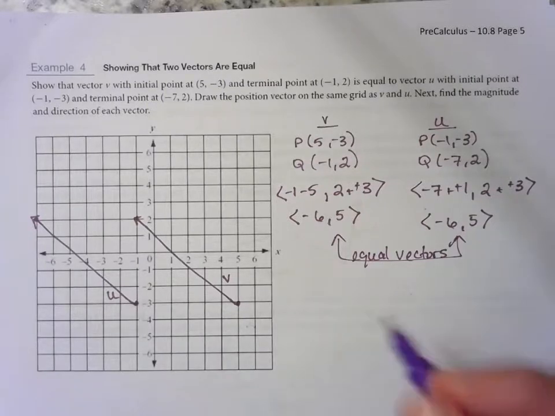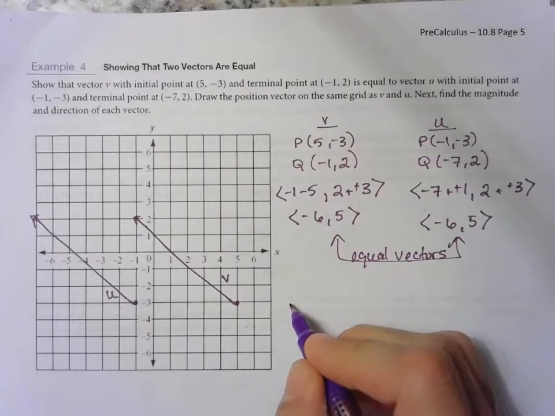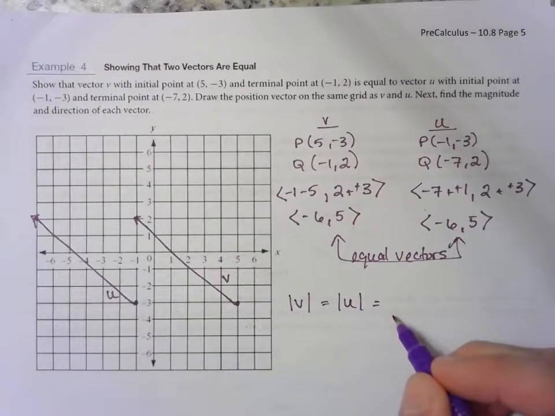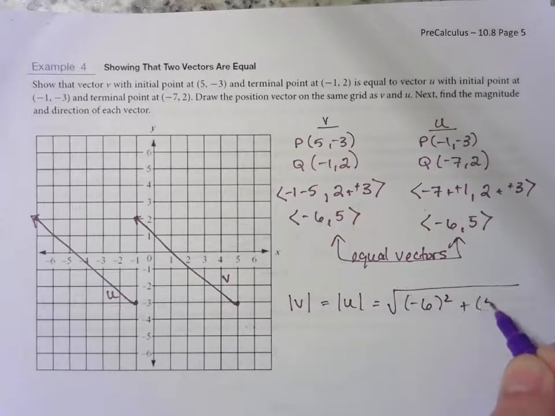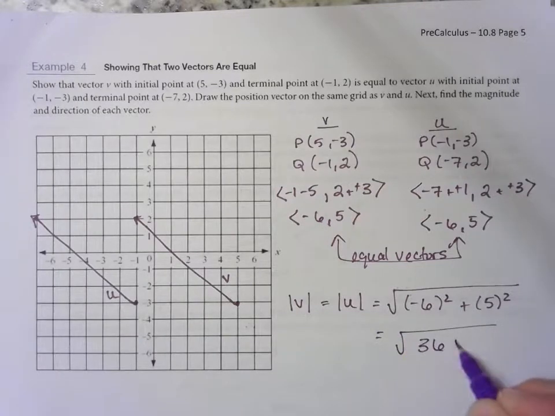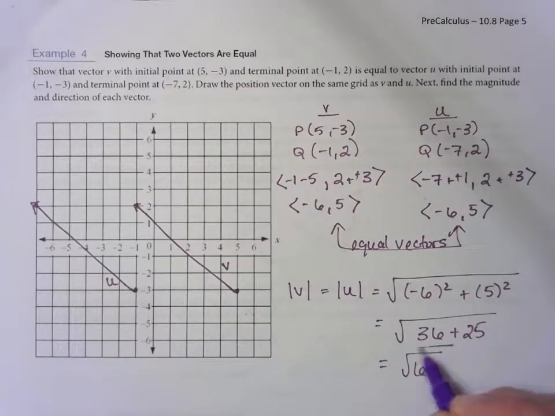Let's find their magnitude as well. So if these are equal, then their magnitudes will be equal. So this is equal to the square root of -6 squared plus 5 squared. So we end up with the square root of 36 plus 25, or the square root of 61. Okay, this is the magnitude.